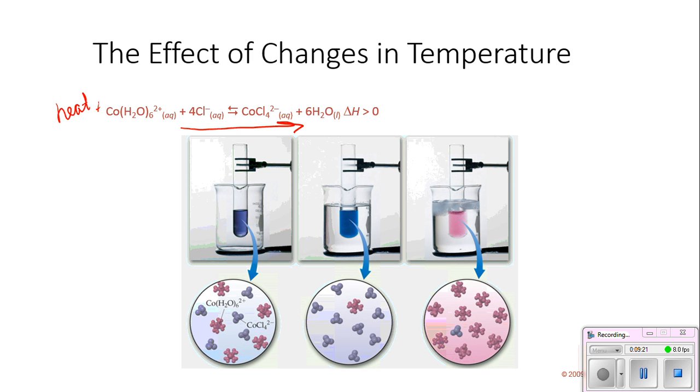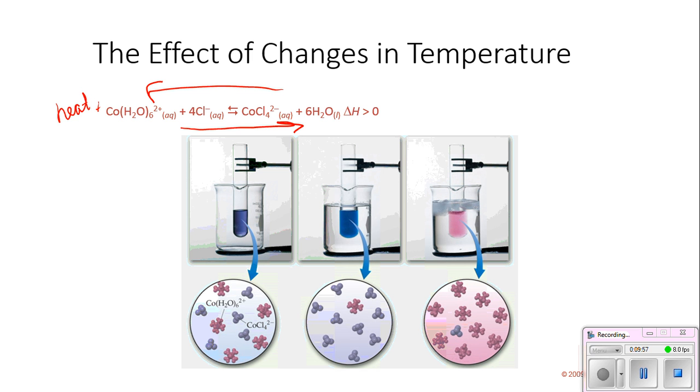Now, if we put this test tube back in cold water, we'll be removing our reactant. We're removing our heat, which is going to push the equilibrium back towards the reactant side. So now you're going to have Co(H2O)6 plus your 4 chloride ions. There's going to be more of your Co(H2O)6 complex, and it's going to turn pink.